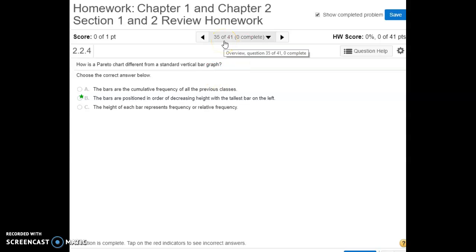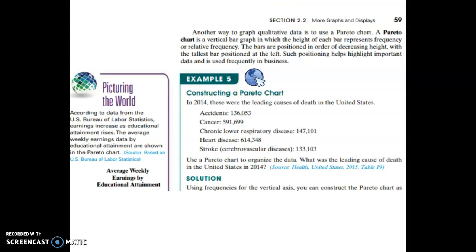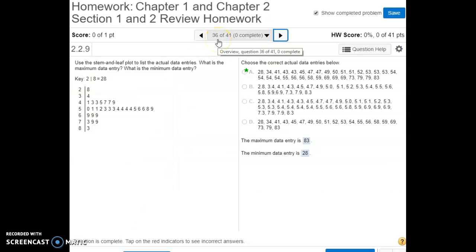Number 35 is asking about a Pareto chart. And this is covered in section 2.2. You can read about them. The main difference is that the bars are positioned in order of decreasing height, with the tallest bar first on the left side.